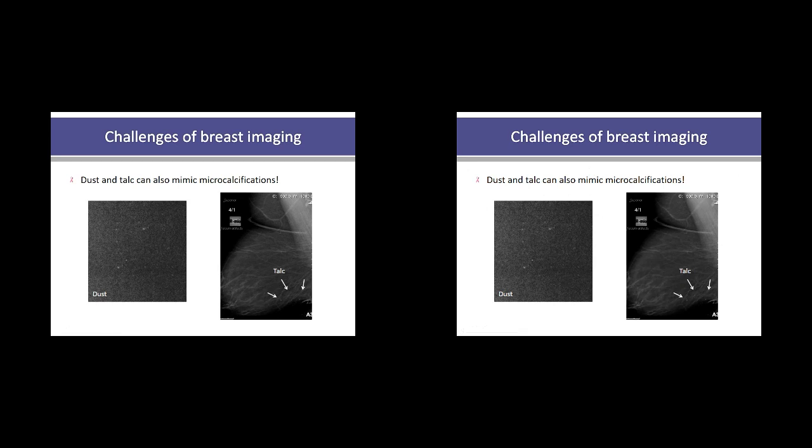Dust and talc can also mimic microcalcification, so it's very important to keep your mammography equipment clean, because this is how dust presents. And then talc, which obviously is a calcium-based material, can also present as little specks like that. And talc is very commonly used amongst the women of screening age, and so often when they come for breast screening, they're advised just to wipe off any deodorant and any talc that they might have put on that morning.